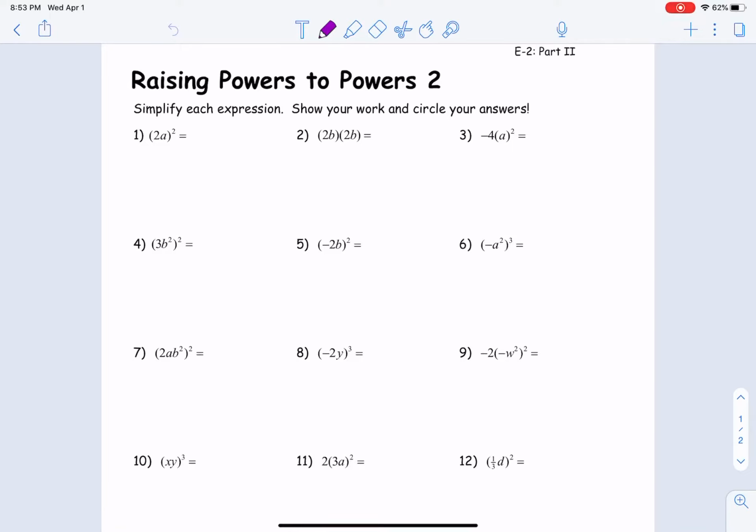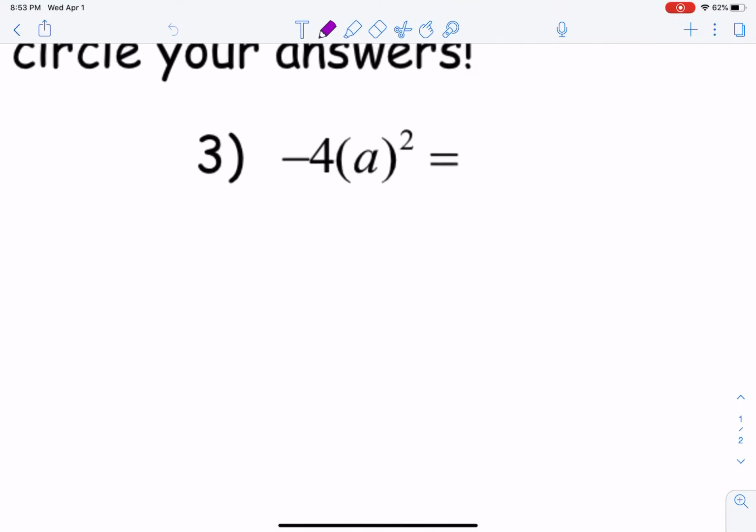Hi guys, so I'm going to go over the Kahoot, and actually I based the Kahoot off this worksheet. I'm going to go over the problems that people miss the most. So starting off with problem number 3.